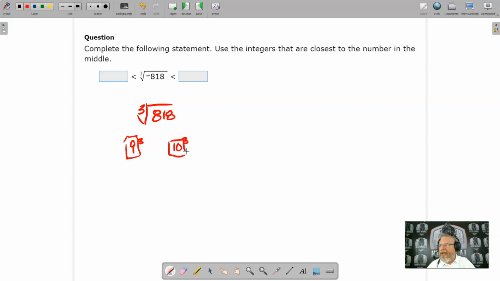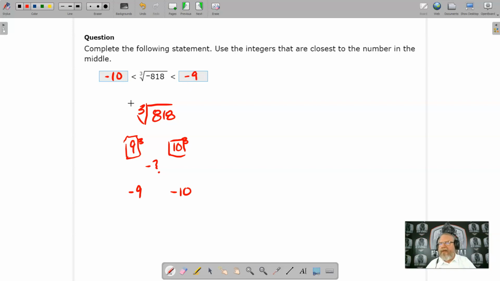But this is actually a negative number. So whatever that number is, we know it's going to be a negative number. So it's going to be not between positive 9 and 10, but between negative 9 and negative 10. Negative 10 is less than negative 9, so we want to list negative 10 over here so that whenever we consider these inequality signs, the statement is true. So negative 10 goes on the left, and negative 9 goes on the right.